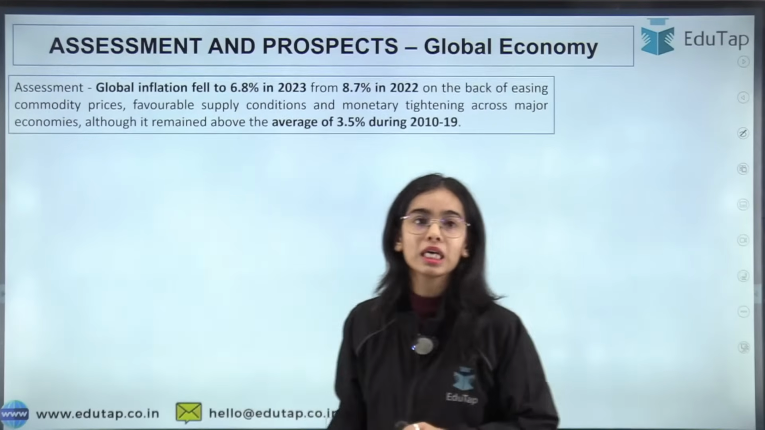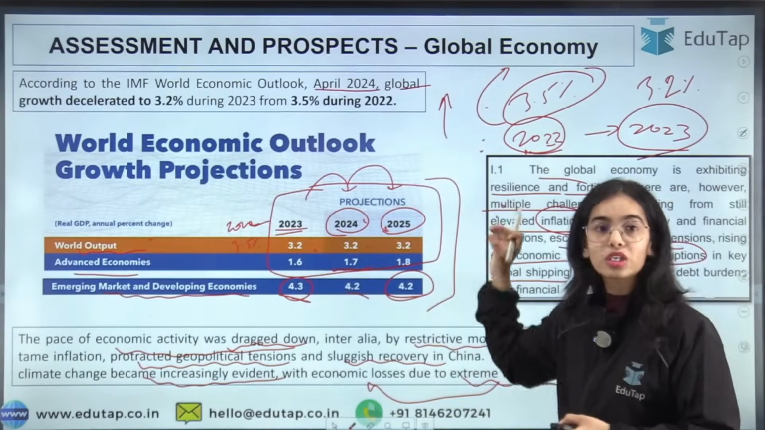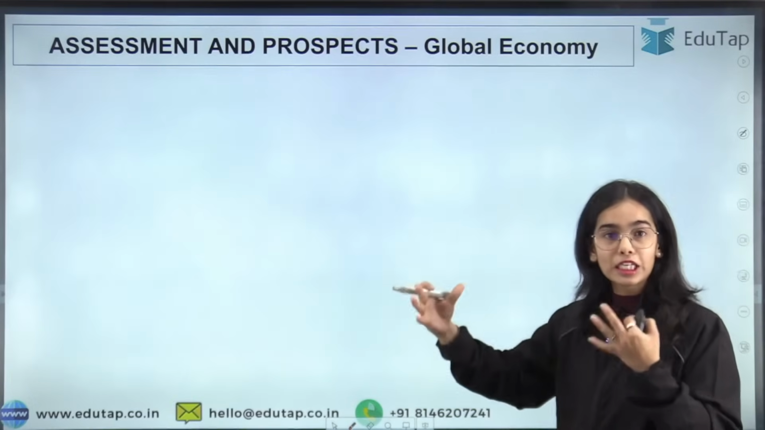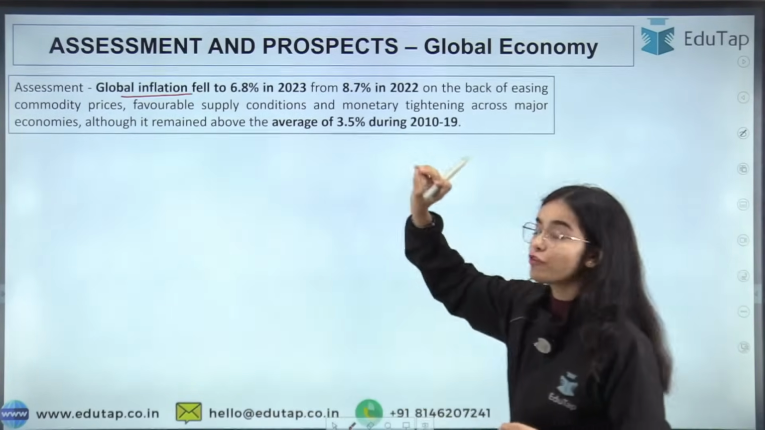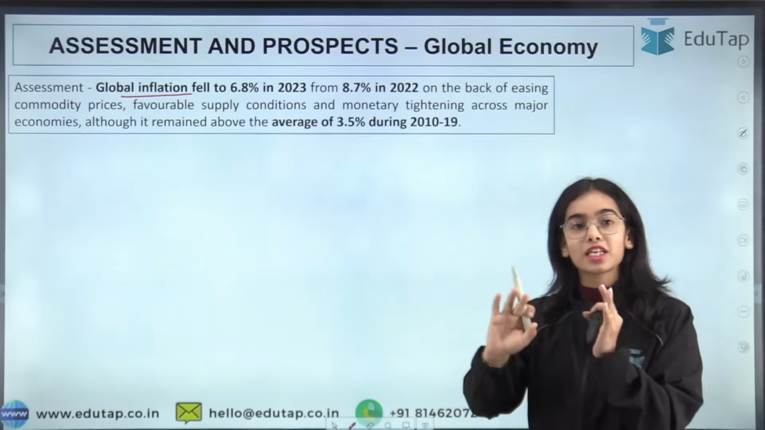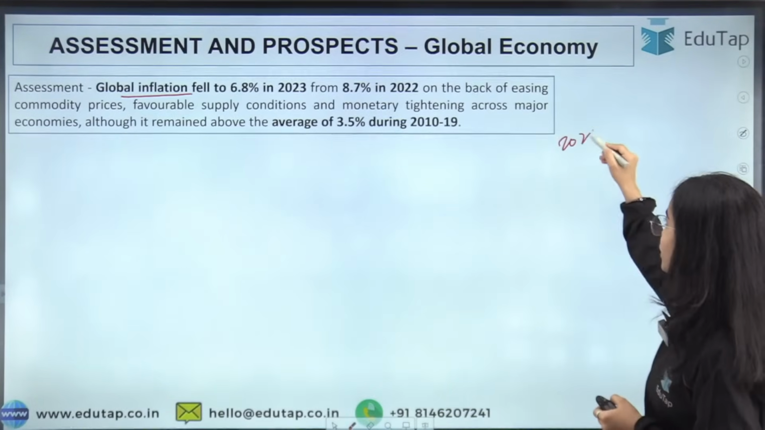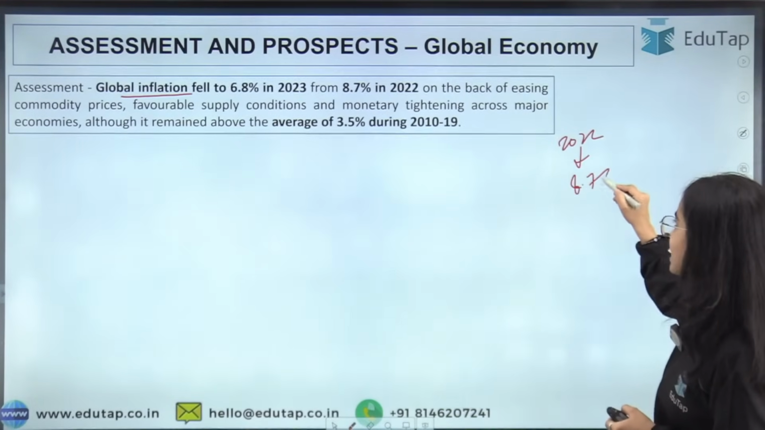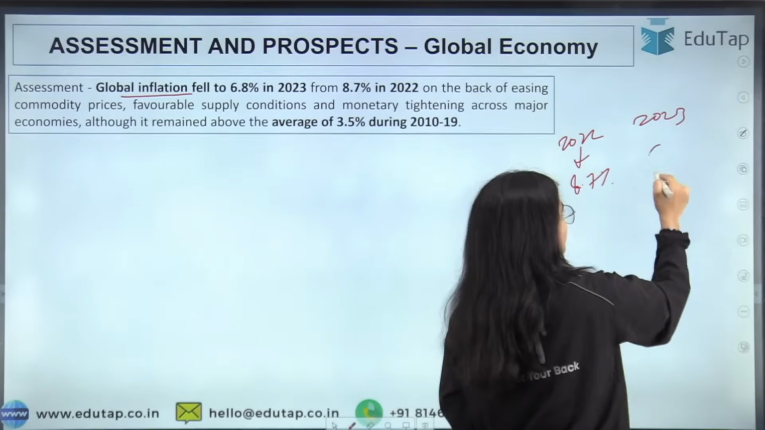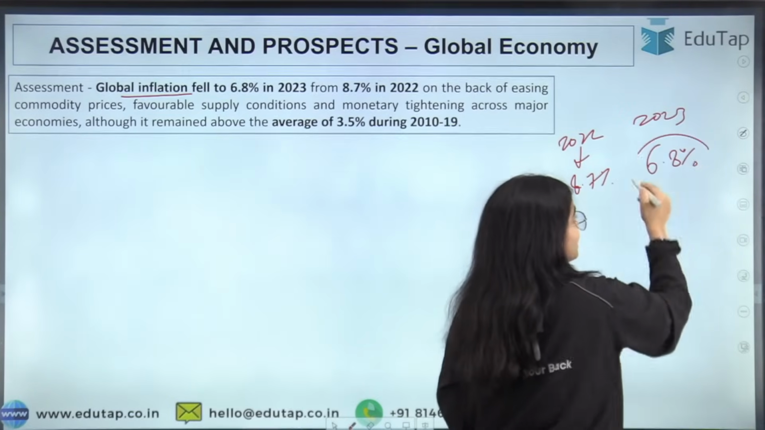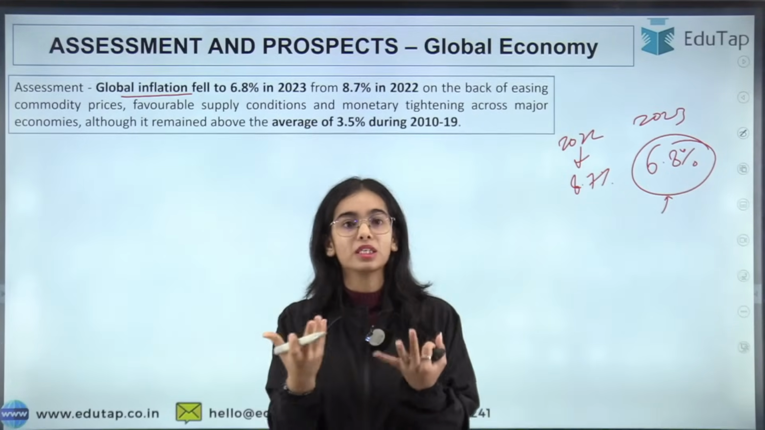Now moving forward, global inflation. So we have understood the global economy, the growth, and what the condition of the global economy was. Coming to global inflation: global inflation fell to 6.8%. As I've told you, global inflation is falling. From 2022, when global inflation was 8.7%, it has come down in 2023 to 6.8%, but that is still very high as per the global economy.